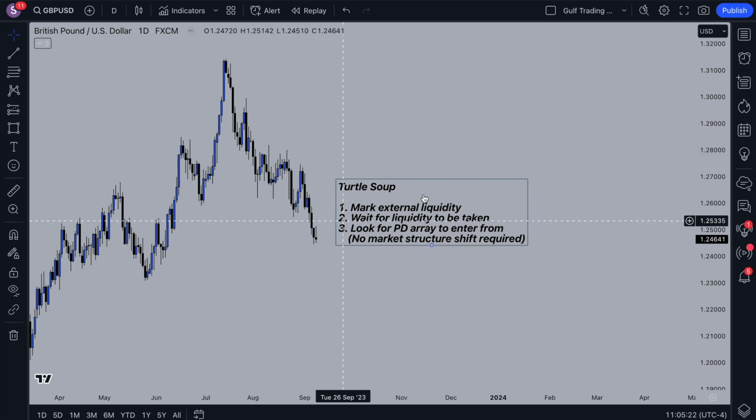So what I've taken from ICT's teaching of Turtle Soup are these three things. The first thing you're looking out for is external liquidity, marking it up, then you're just waiting for it to be taken, and then you're looking for a PD array to enter from.